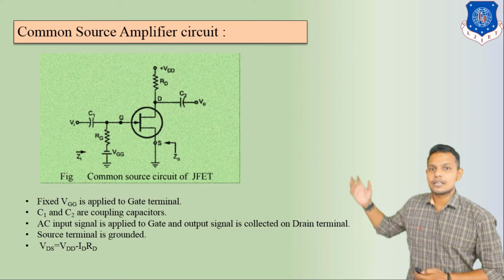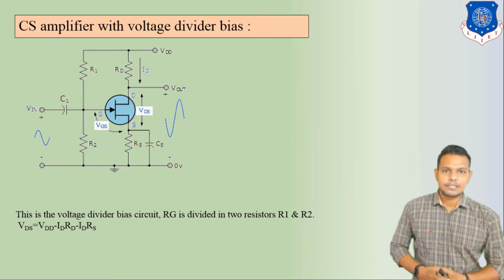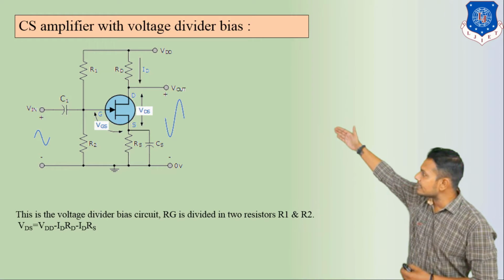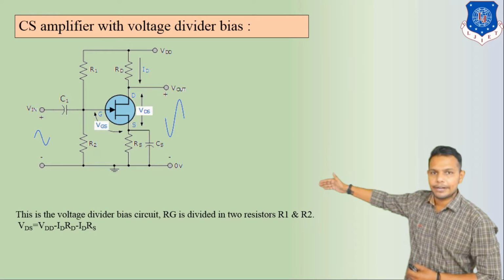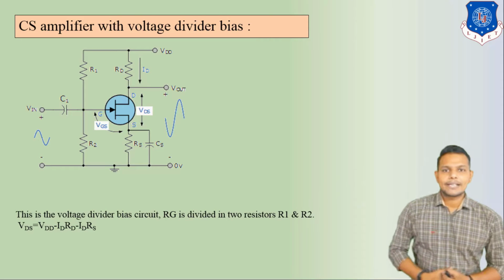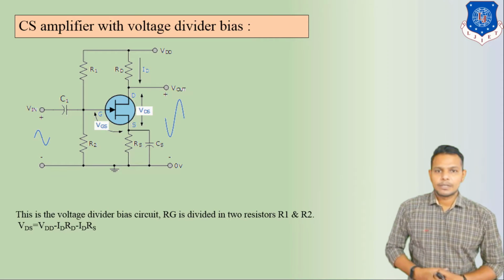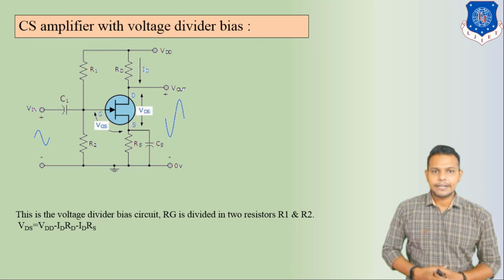So here it is known as voltage divider bias. In this circuit diagram we can see R1 and R2 are divided. So that is known as voltage divider bias. So this is the voltage divider bias circuit. RG is divided into R1 and R2.